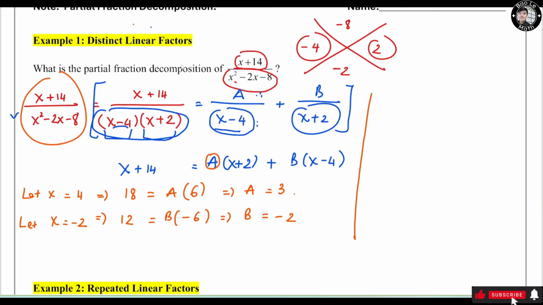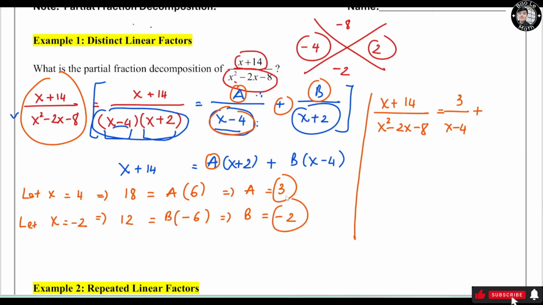The original one is right here, equals a over s minus 4, but a equals 3. So it could be 3 over s minus 4 plus b, which is negative 2, over s plus 2. So I can rewrite this as 3 over s minus 4, and this one becomes subtraction, 2 over s plus 2. This one is the final answer.